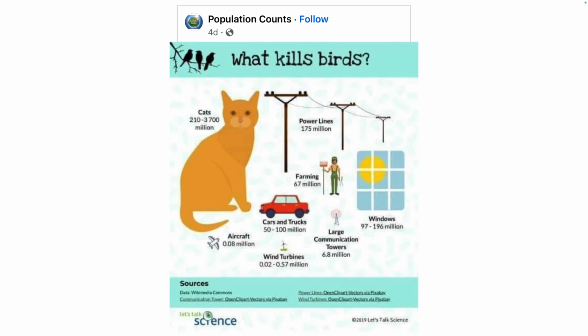Some downsides of wind include the need for backup and or storage when the wind isn't blowing. Some people don't like the way wind turbines look. If not properly located, wind turbines can kill birds and bats, however, in very small numbers compared to other threats. Power lines, windows, and domestic cats kill more birds annually than wind turbines. Cats kill between 210 million and 3.7 billion birds annually, compared to 20,000 to 570,000 birds killed by wind turbines annually. That's still a lot of birds.